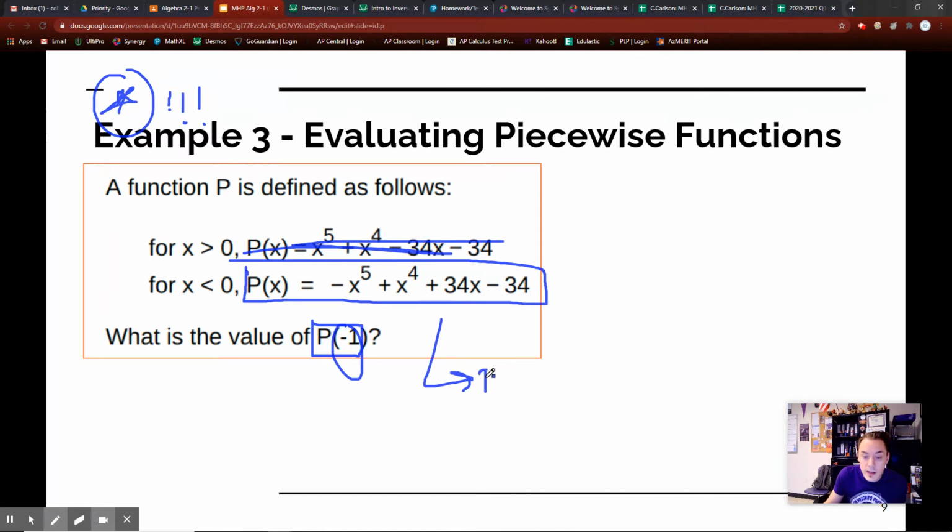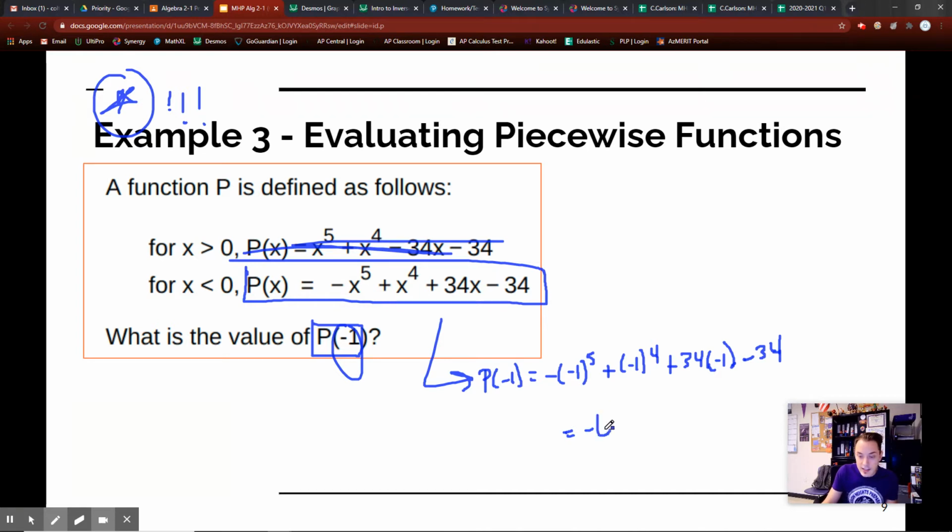You're going to plug in p of -1, and this equals negative of -1 to the 5th power, plus -1 to the 4th power, plus 34 times -1 minus 34. What does this equal? I'll give you a second to go ahead and calculate that on Desmos.com or your handy dandy calculator. So go ahead and do that for me, please.